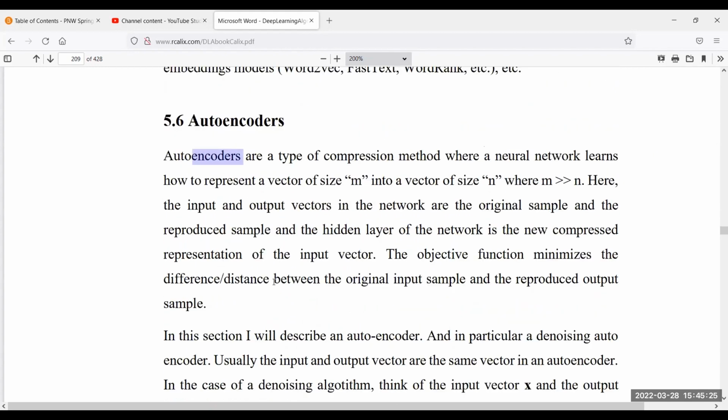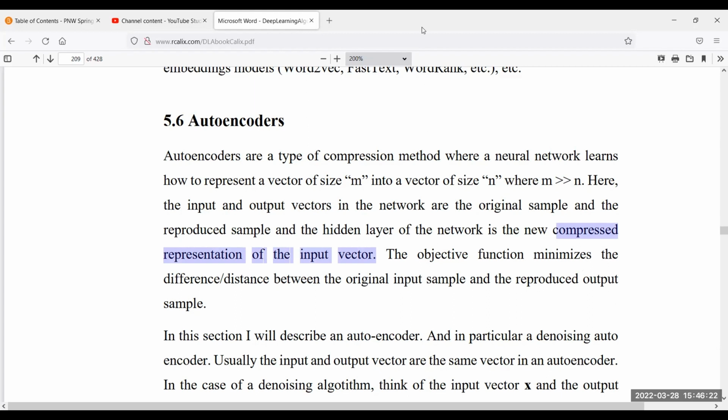I'll just quickly go through this. Autoencoders are a type of compression method where a neural network learns how to represent a vector of size m as a vector of size n, where m is much greater than n. So you're compressing it. Here, the input and output vectors in the network are the original sample and the reproduced sample, and the hidden layer of the network is the new compressed representation of the input vector. The objective function minimizes the difference between the original input sample and the reproduced output sample.